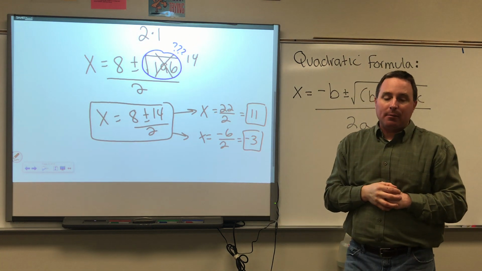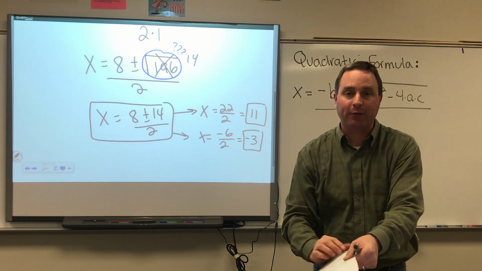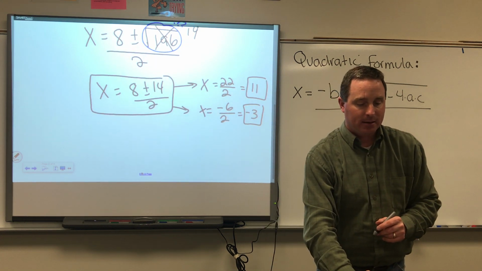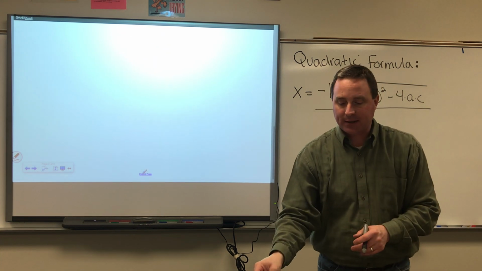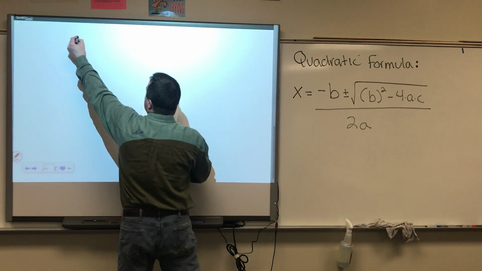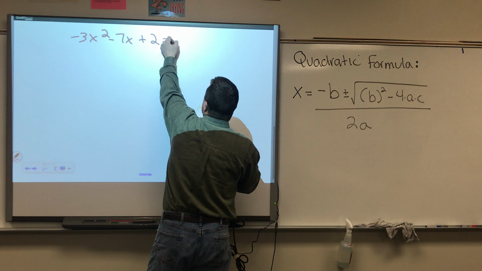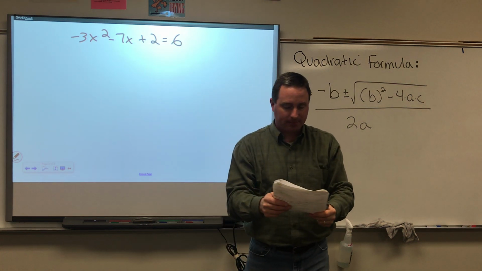So there's one problem with one example using the quadratic formula. We're going to try a couple others here as well. Here we go. Let's try one of these. Here's the next one I'd like to try. It's negative 3x squared minus 7x plus 2 equals 6.